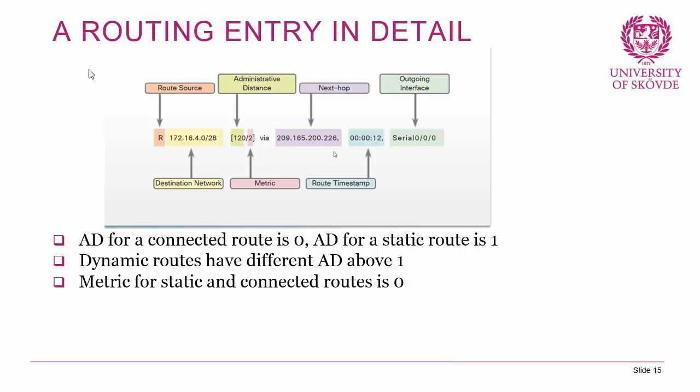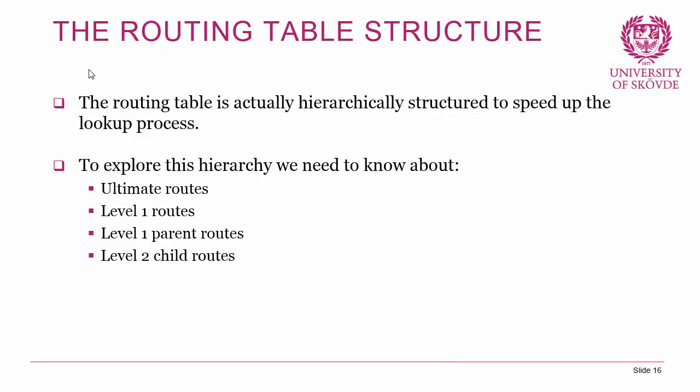Then we have the next hop IP address, that is the IP address of the next hop router. Then we have the route timestamp, how long ago it was learned, and then we have the outgoing interface. So that's the routing table in detail. Let's move on to looking at the routing table structure.